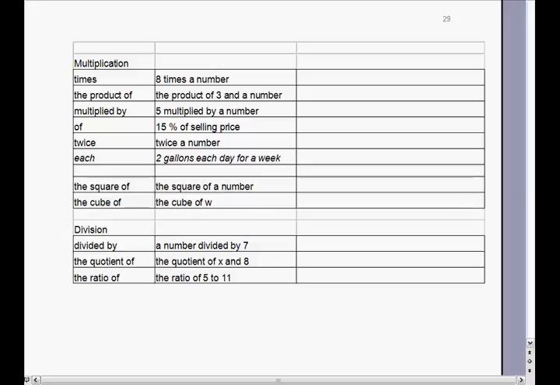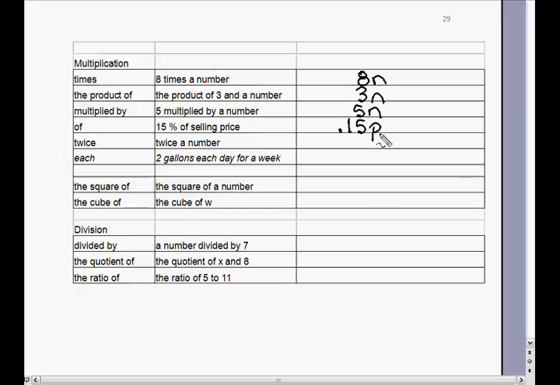Here are some words that represent multiplication. Times. 8 times a number. Generally, we don't use a symbol to represent multiplication when we have numbers and variables together. We just write them side by side. The product of 3 and a number. 5 multiplied by a number. Of is a very special two-letter word that does mean multiply. 15% of. Well, we never write percentages in word problems. We translate that into 0.15. 15% of a selling price.